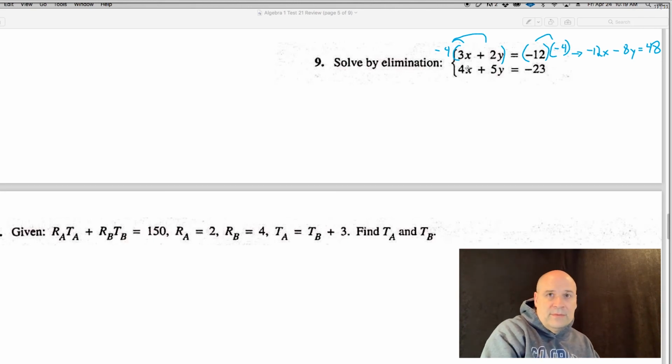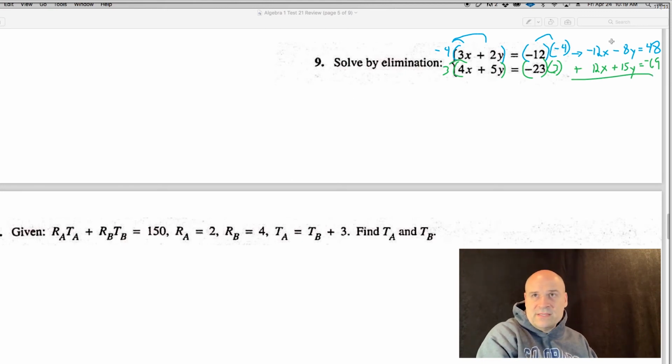All right, let's do this. Well, what can I multiply this by? I'm going to multiply this by 3. When I do that, I get positive 12x. Ding, ding, ding. 3 times 5y is 15y. And negative 23 times 3 is negative 69. So now when I add them together, look what happens. These cancel, and I get negative 8y plus 15y is 7y. And then 48 plus negative 69 is negative 21.